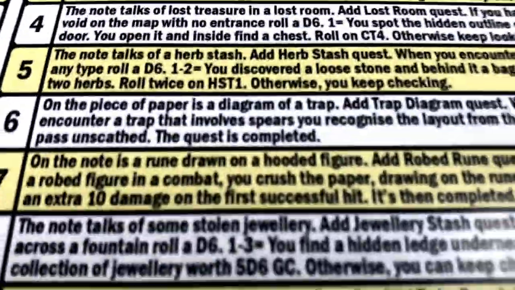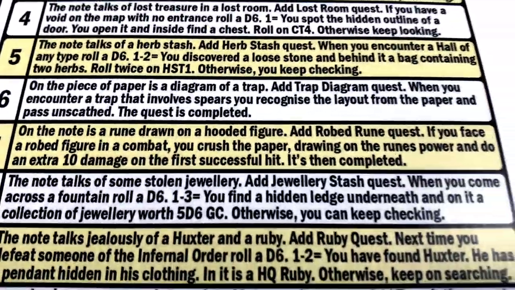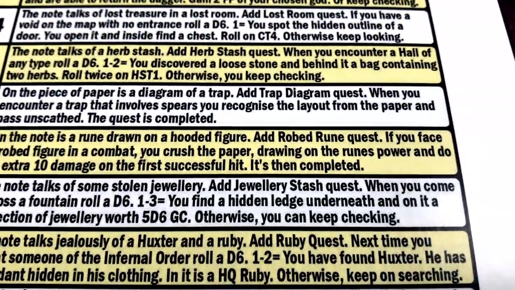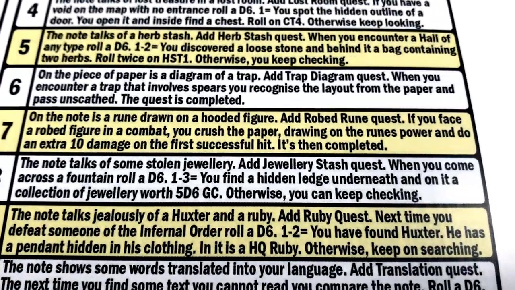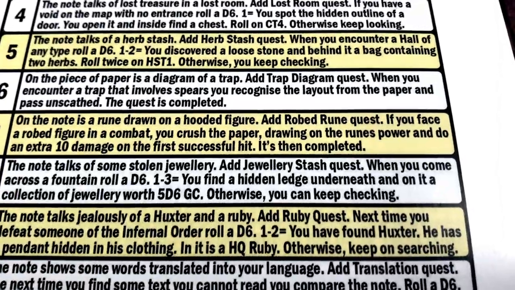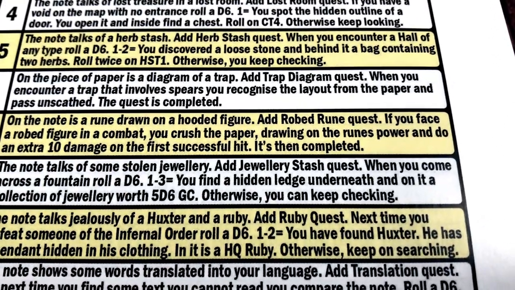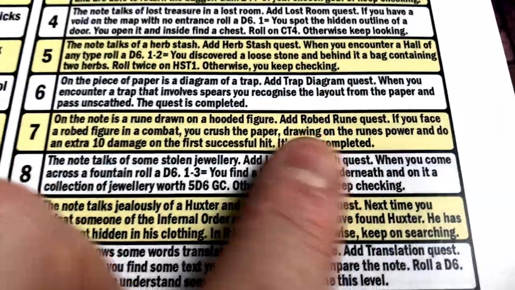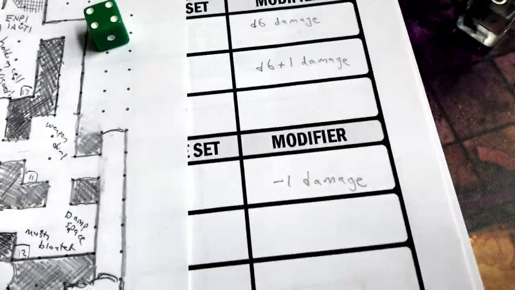So we are going to give this a roll, and we roll the 7, and it says, on the note is a rune drawn on a hooded figure. Add robed rune quest. If you face a robed figure in combat, you crush the paper, drawing on the rune's power, and do an extra 10 damage on the first successful hit. It's then completed. So we will note that down, and we will get that as a little benefit from this dead prisoner.